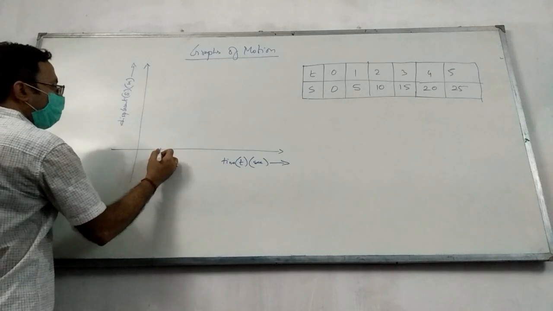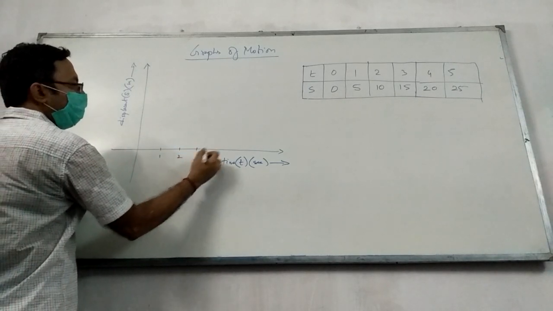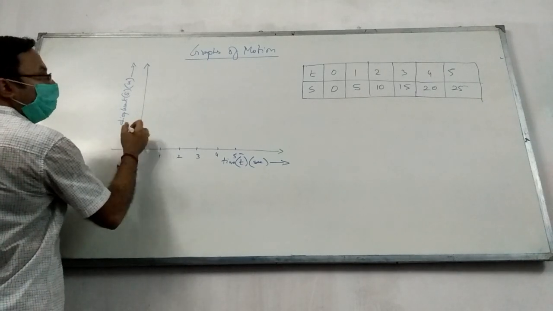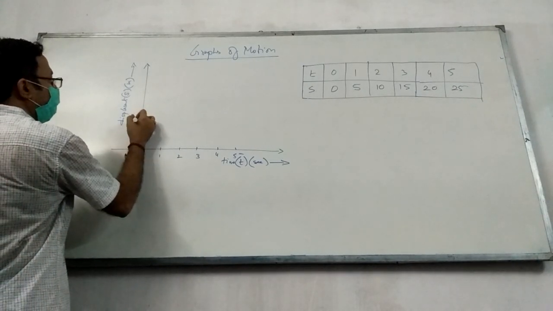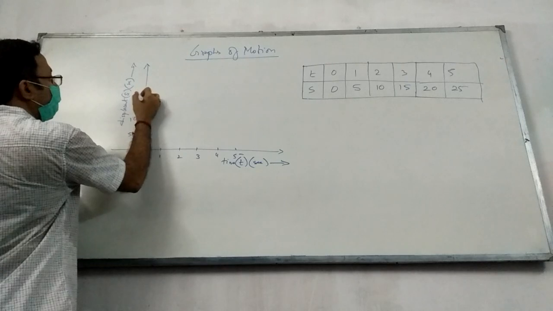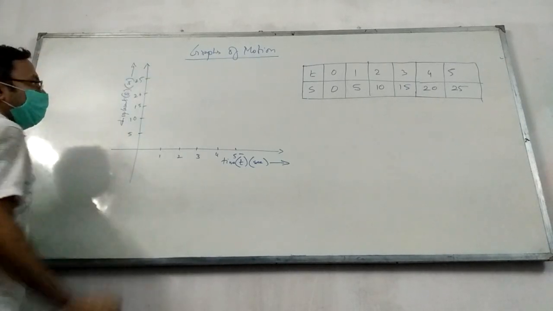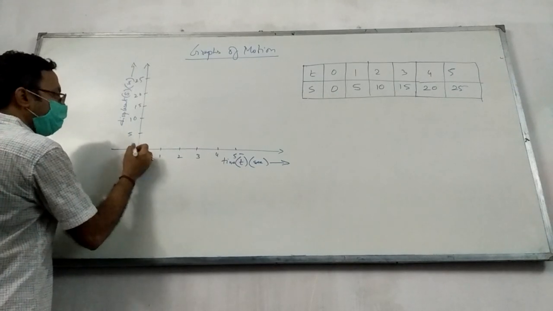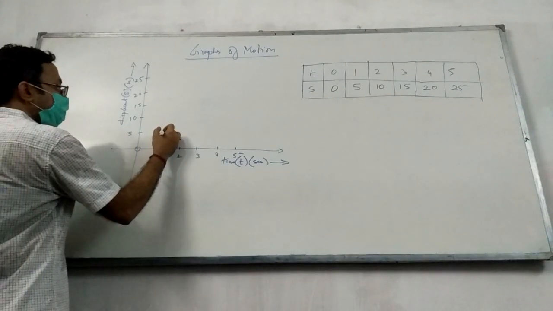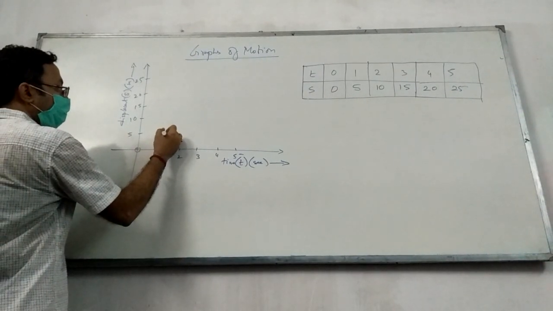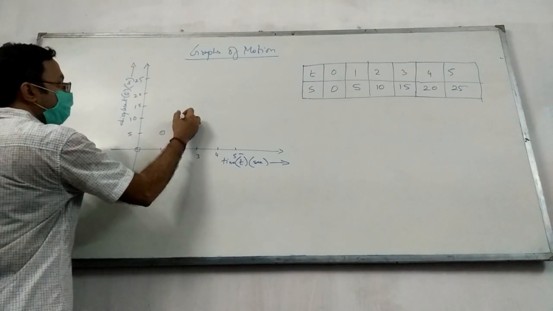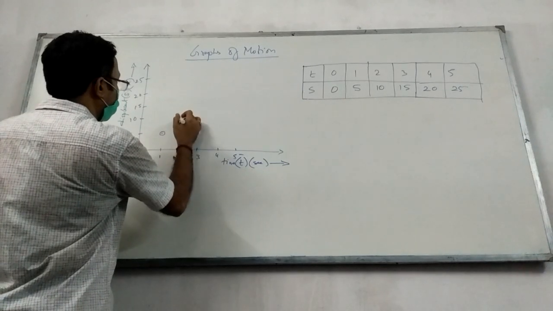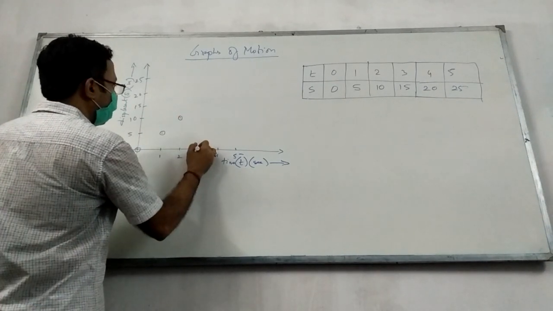Say we have 1, 2, 3, 4, 5 intervals of time, and say 5, 10, 15, 20, 25 meters as the displacement. Right? So now plot: 0, 0 is this point. 1, 5 is this point. 2, 10 is this point.